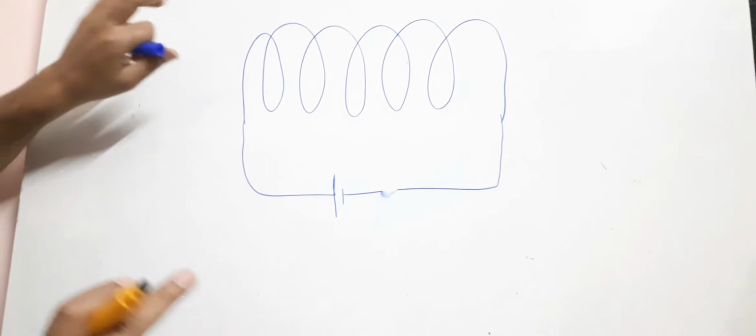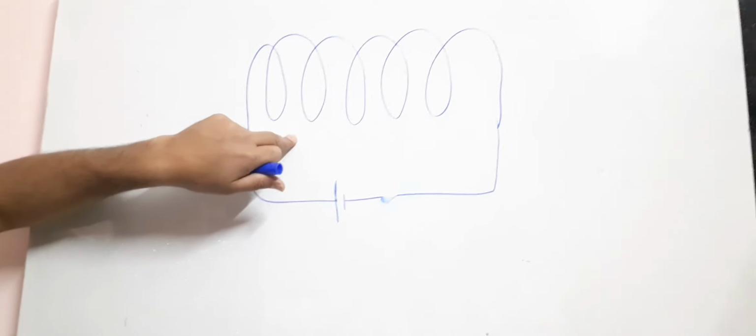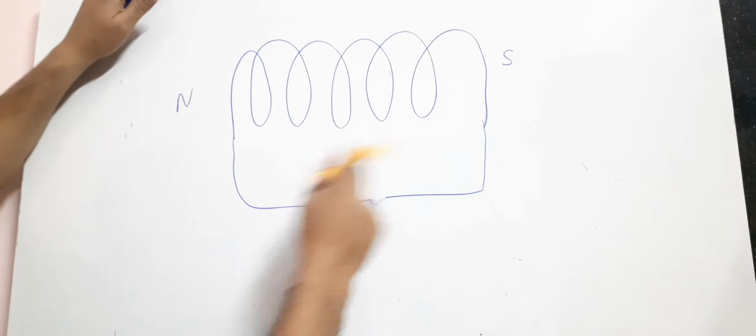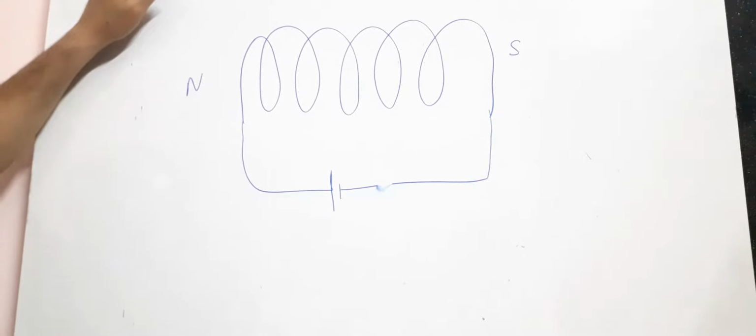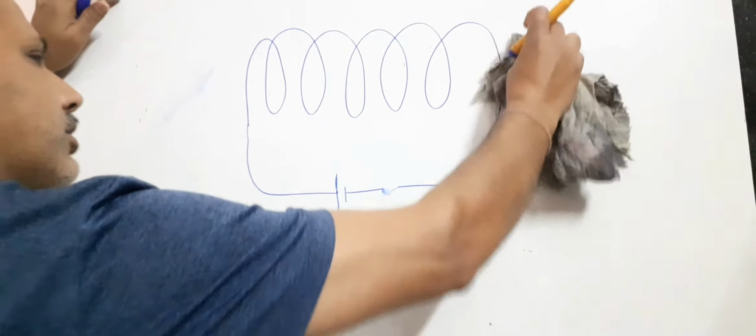Second thing is their polarity can be reversed. By reversing the direction of current, you can change the polarity of this magnet. Suppose earlier this pole is north pole, this pole is south pole. If you reverse the direction of current, then the polarity of the magnet will also be reversed.